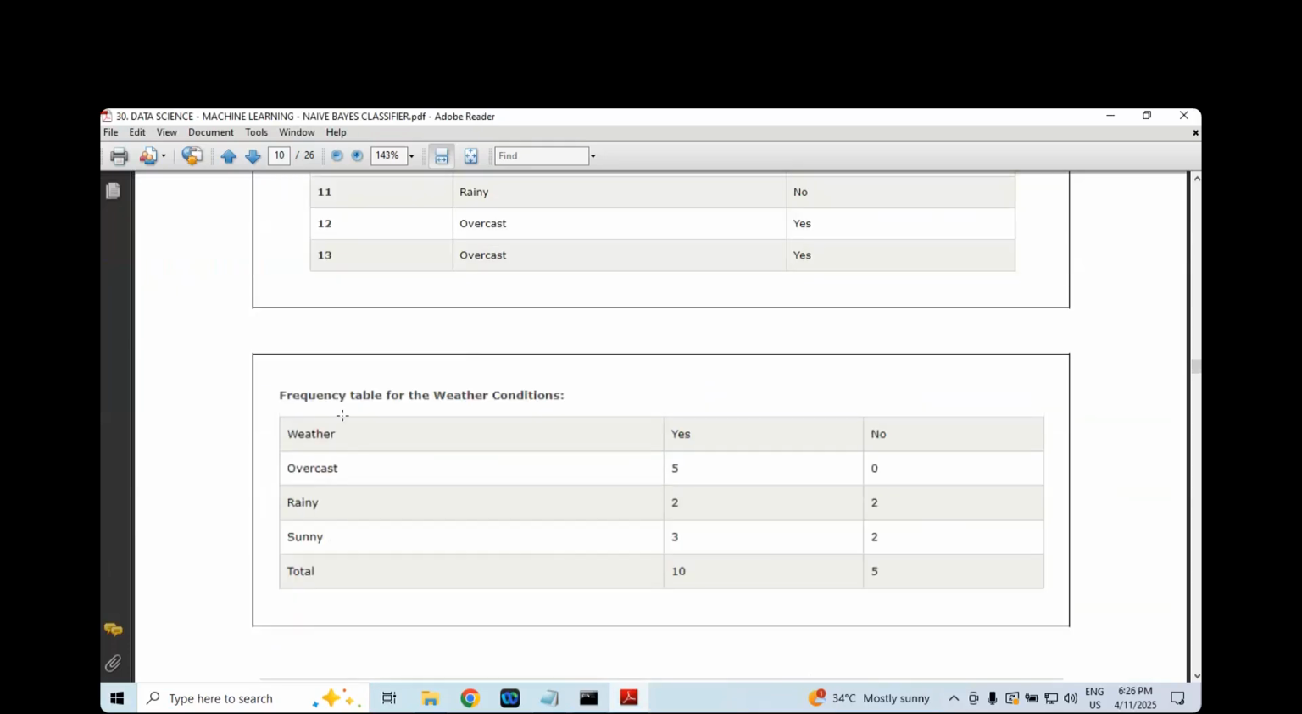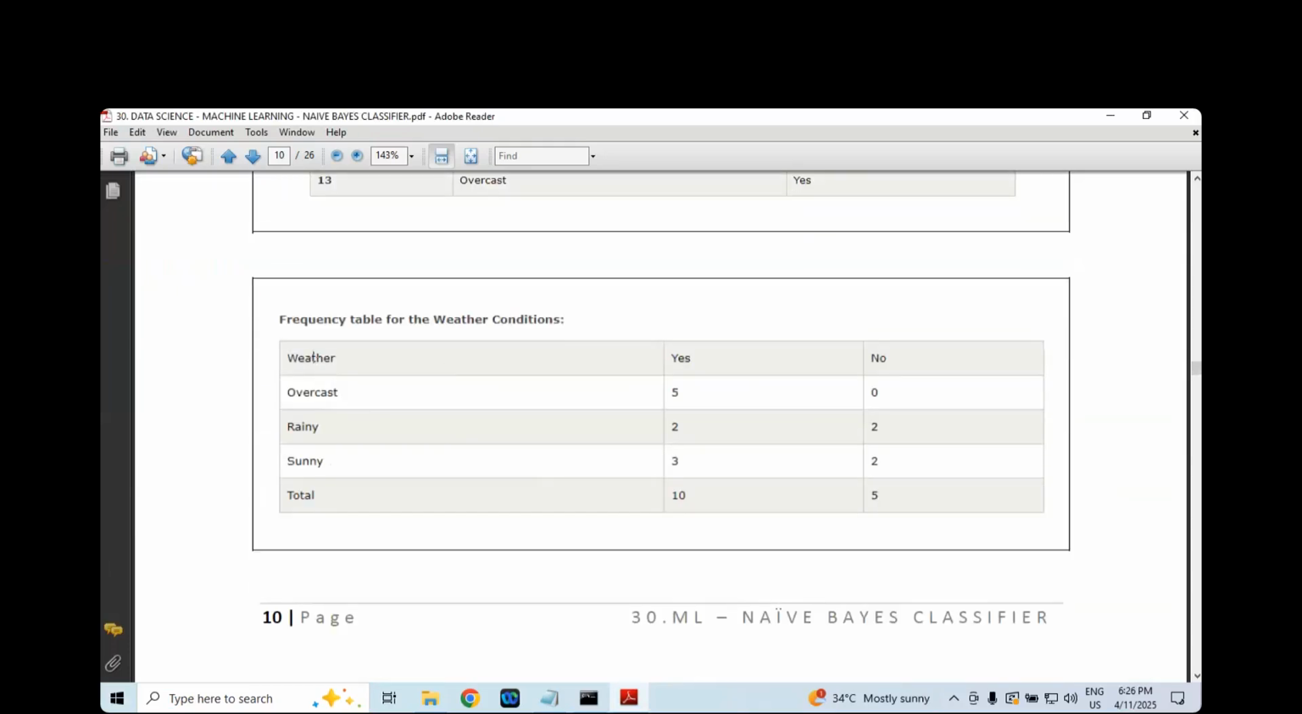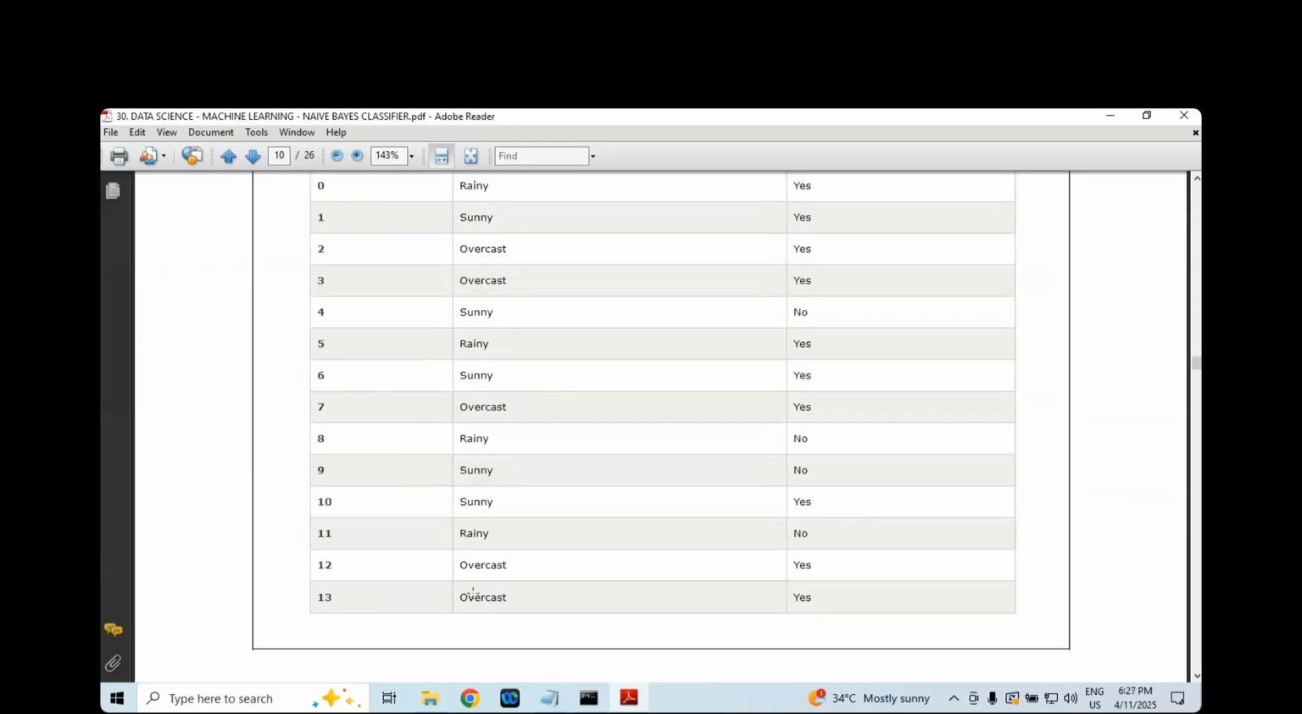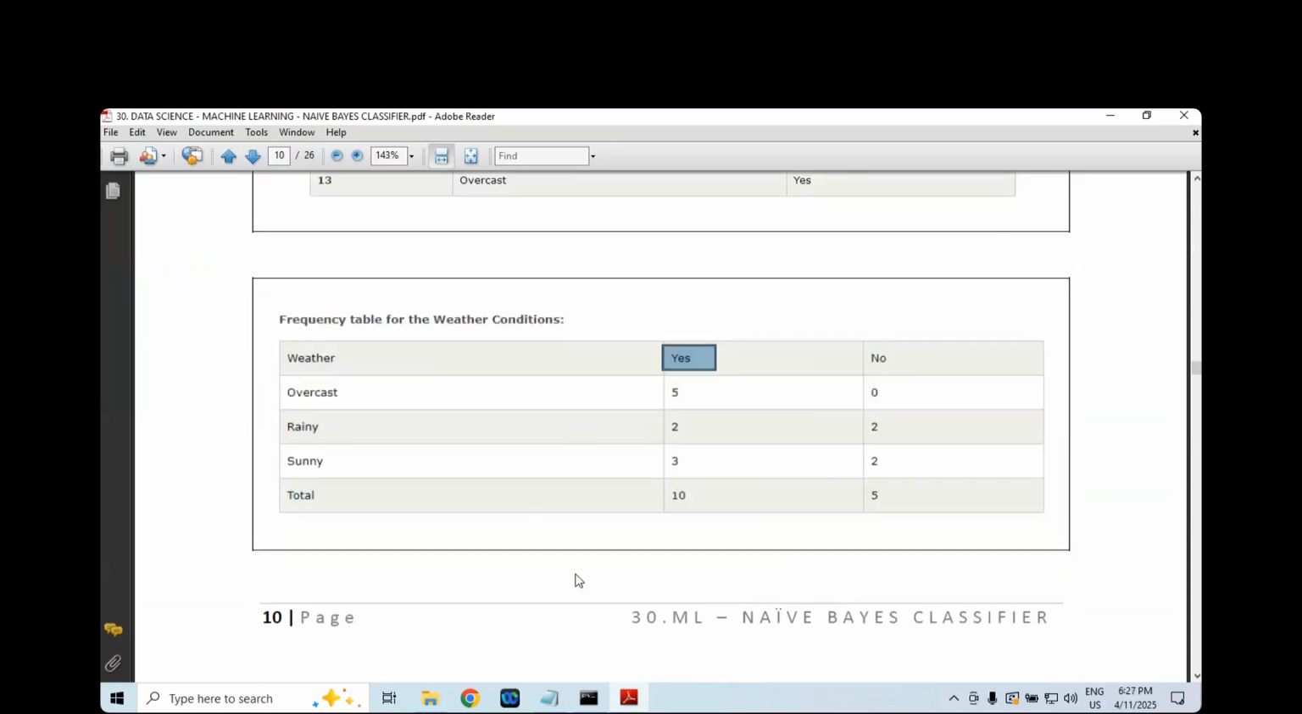Let me tell you about the frequency table. If you closely observe, we applied the unique operation. Now these are all yes combinations. Overcast, how many times? 5. We can count also: 1, 2, 3, 4, 5. Yes, it is matching. Like this, overcast yes 5 times and no 0, rainy yes 2 times and no 2 times. Sunny yes 3 times, and no 2. Now let us do the total count.